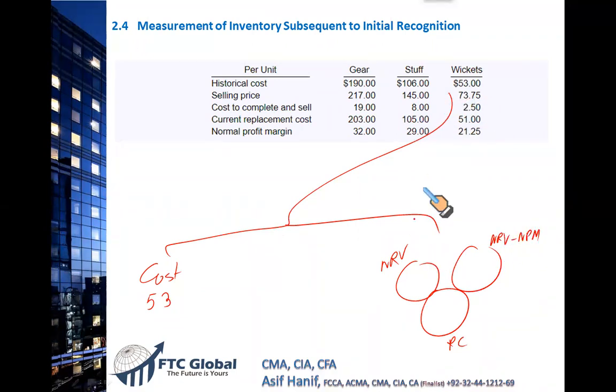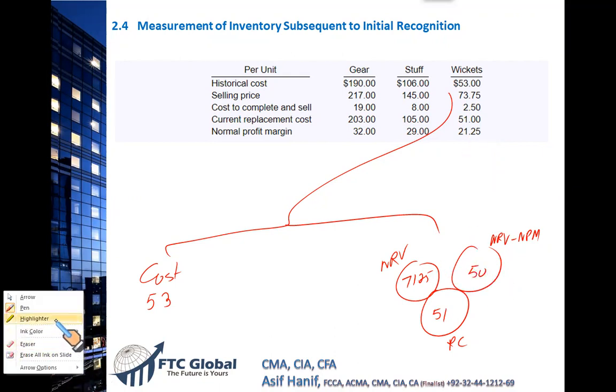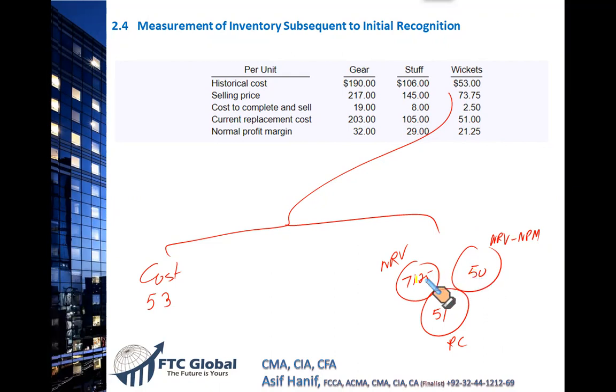NRV is 73.75 less 2.5, which is 71.25. Replacement cost is 51, and NRV minus normal profit margin is 50. Now, which of these is the middle number? Too low, too high. This is the mid number, ladies and gentlemen. We finally got the culprit now.